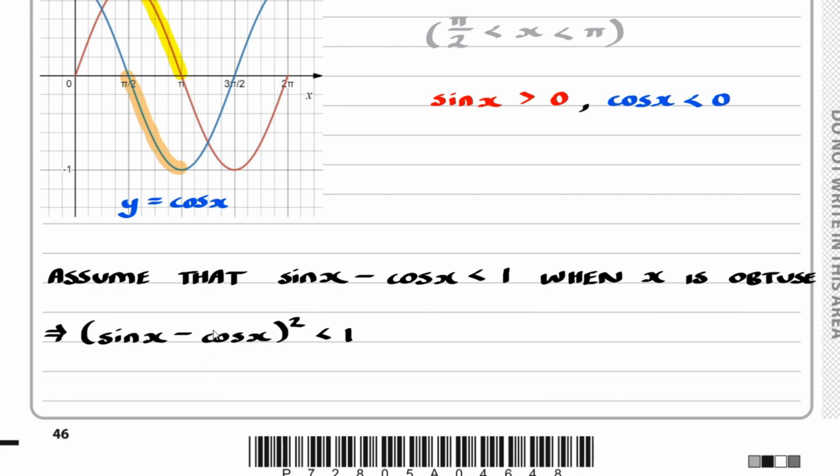And if we square, as the student did, we have sin x subtract cos x squared is less than 1. And just as a quick note, sin x subtract cos x is greater than 0 for obtuse angles. That's because sin x is greater than 0 and cos x is less than 0. So we have something positive subtract something negative, which is positive, and this is for the obtuse angles.